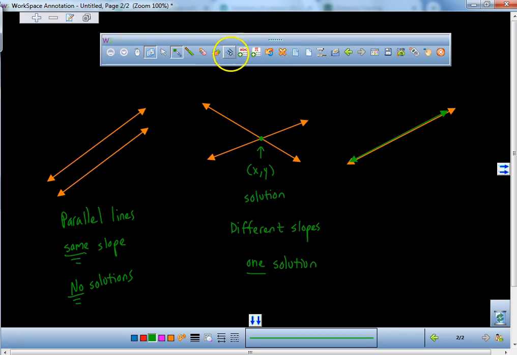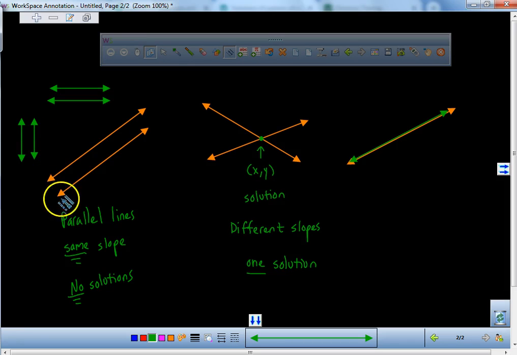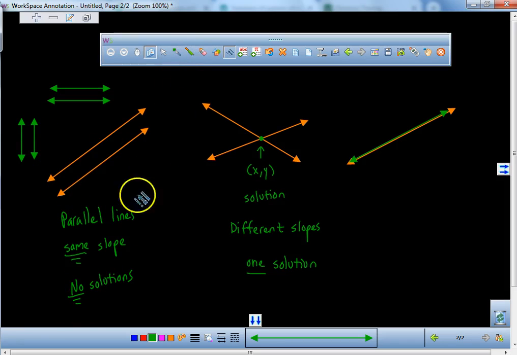Now, that could be perfectly horizontal lines. They will never intersect, which have a zero slope. You could have perfectly vertical lines, which have an undefined slope. As long as they're parallel, they have no solutions.